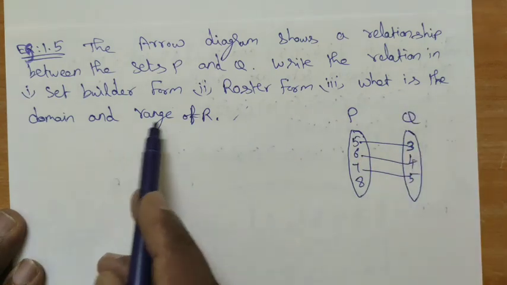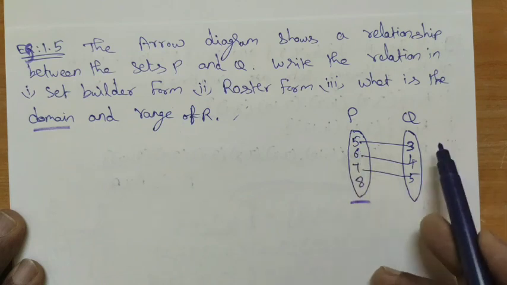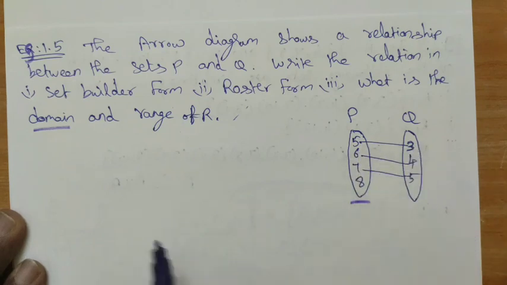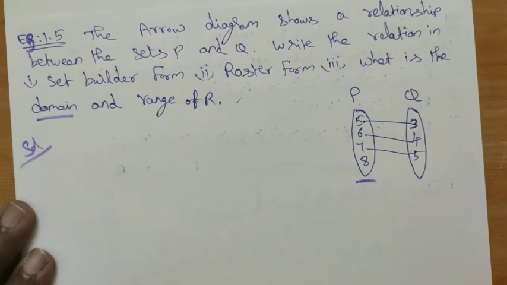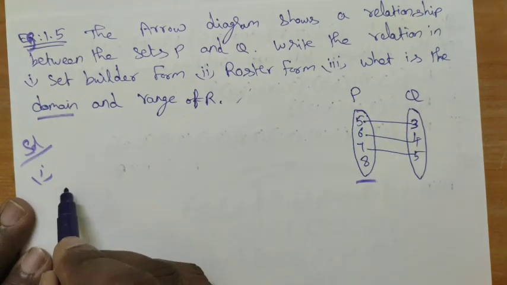What is the domain and the range? Domain means the first set elements. Range is the elements mapped in the codomain, that is the range, right? Now check the solution. First we have to write it in the set builder form.